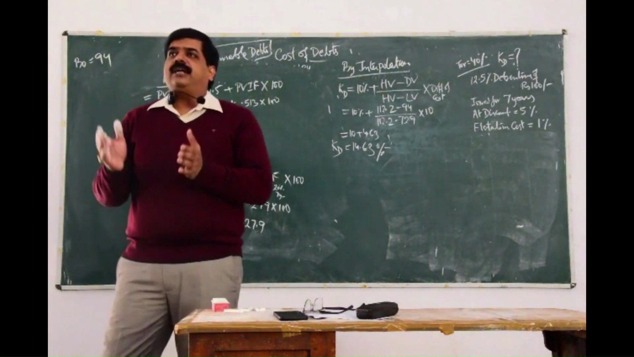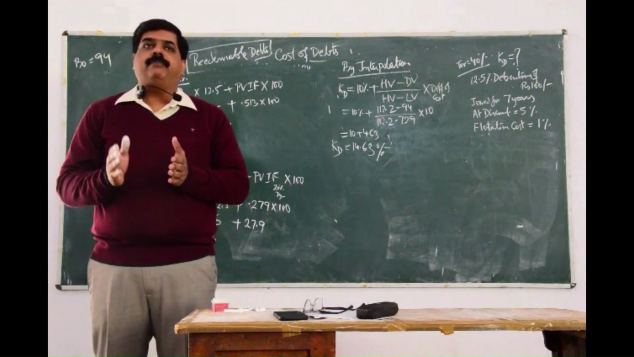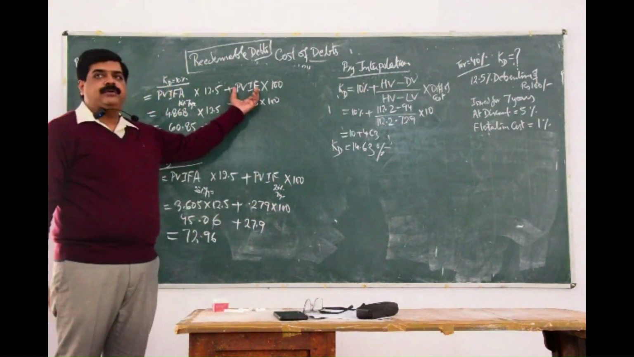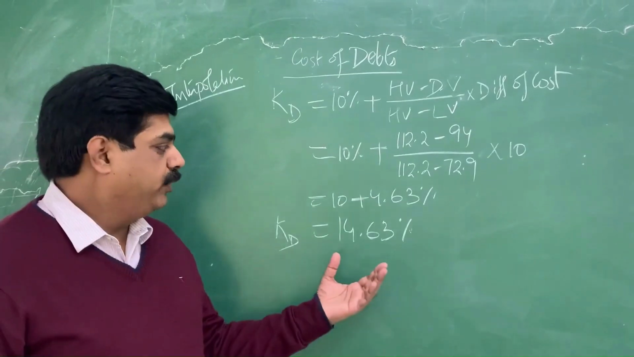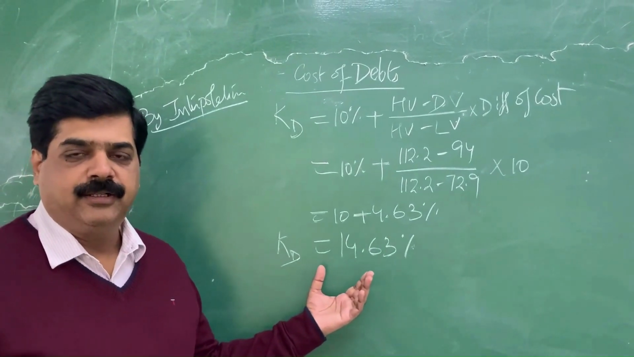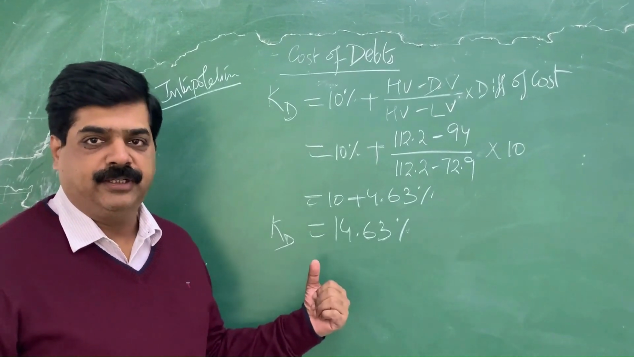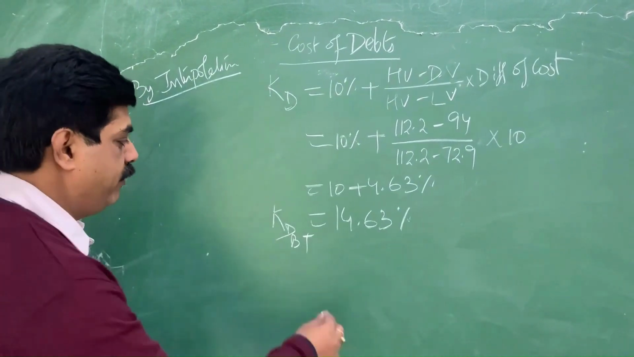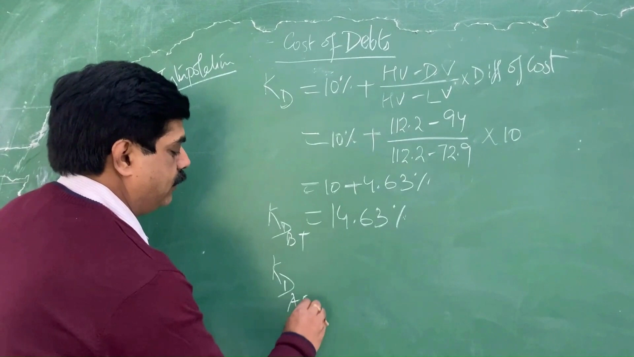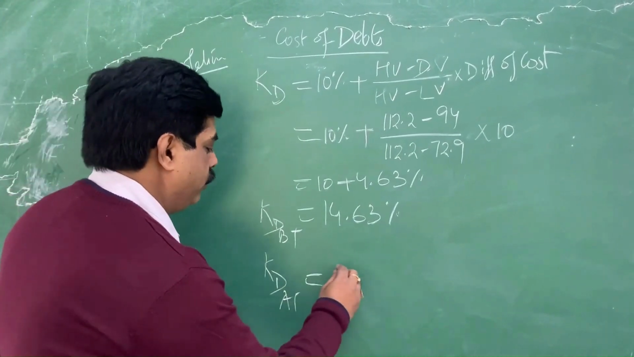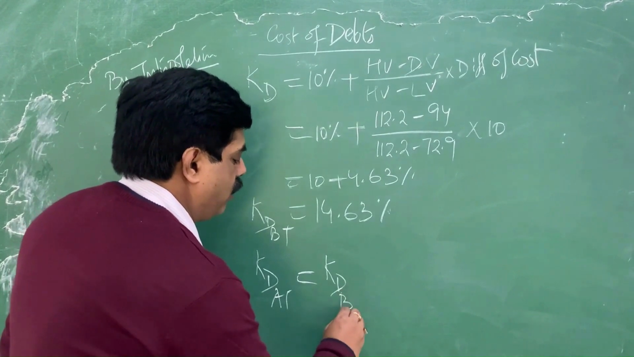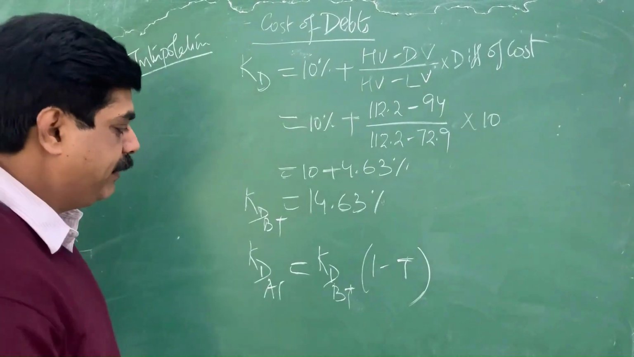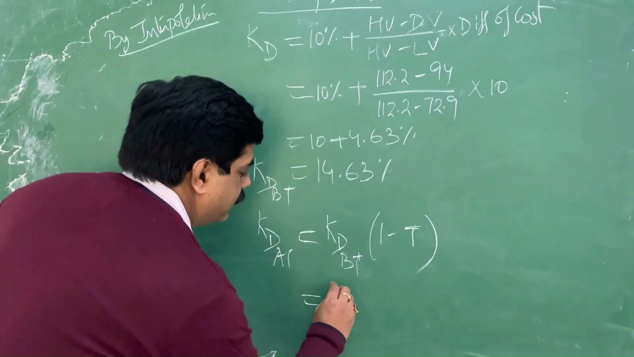What I mean to say is that you can make use of the tables, which will be beneficial for you. We have taken both cases, the present value interest factor as well as the annuity factor. So 14.63 is the value of KD. But as the tax rate is also given in this problem, this is the before-tax cost of debt. Now we have to calculate the after-tax cost of debt. What we can do is take the before-tax cost of debt times 1 minus T, and T, as you are aware, is 40%.